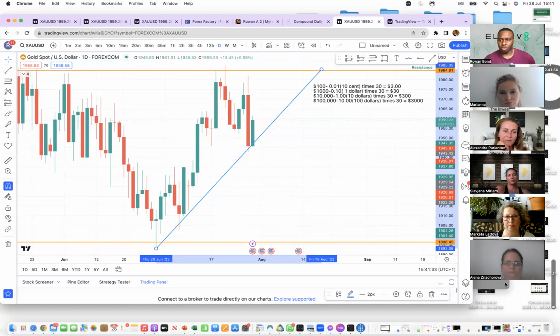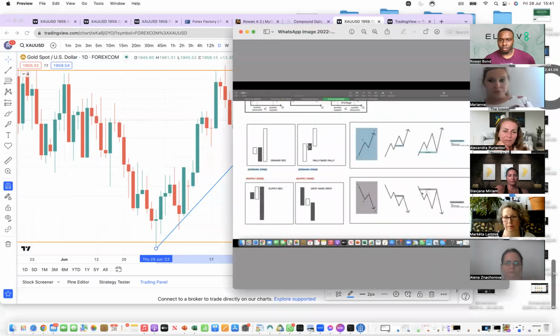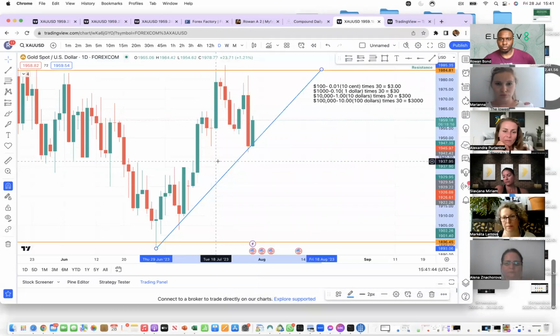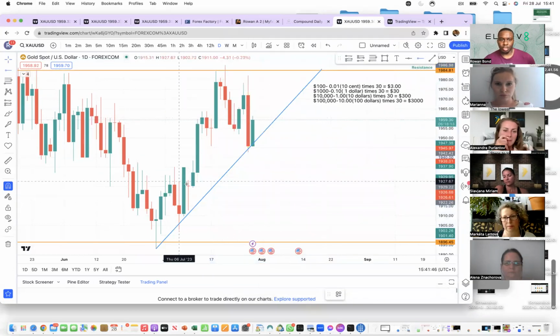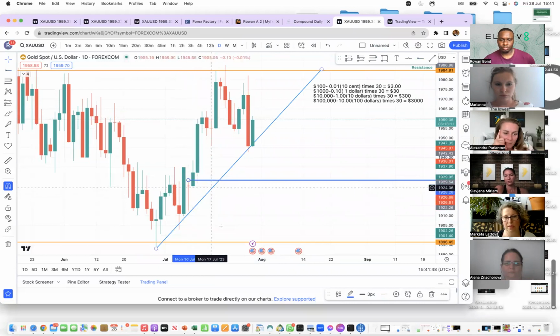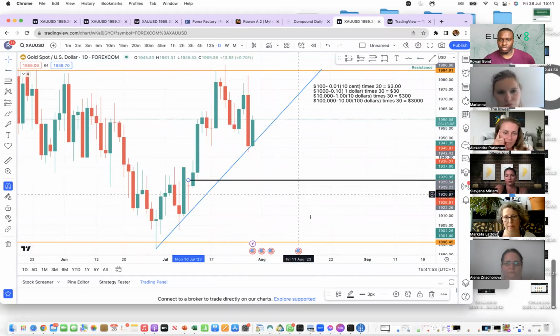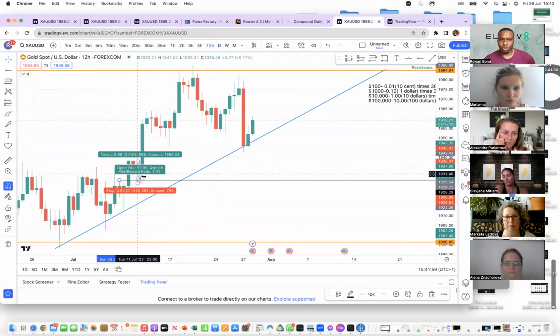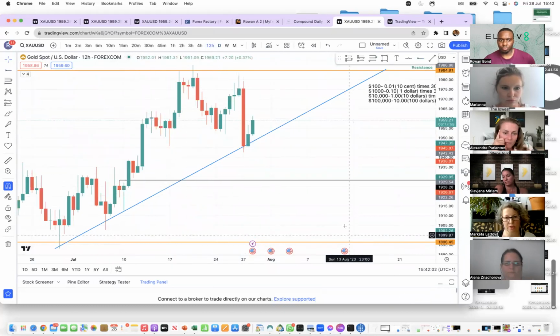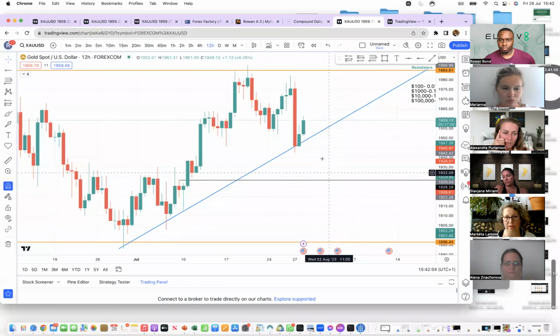And so what we're looking for is one of these two patterns to take a trade. You can see that there is one here, but that is far away from where the current price is. So I'll go down to the lower time frame. I'll go to the 12-hour.